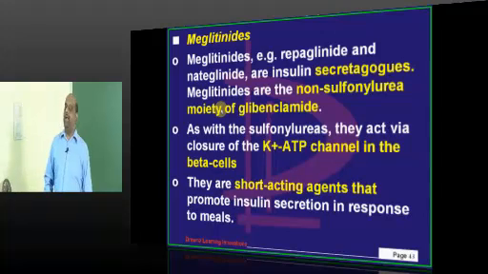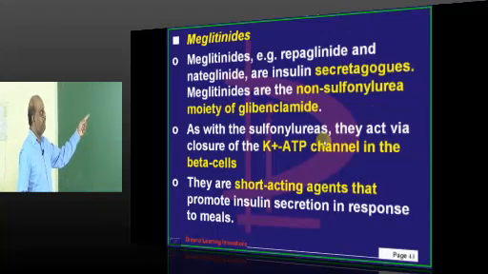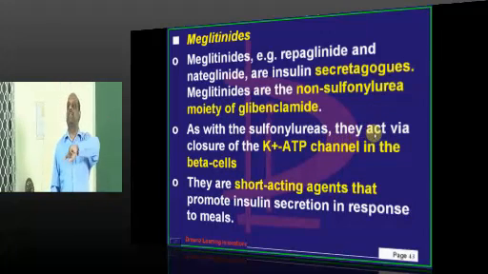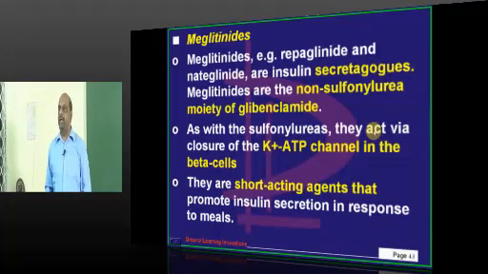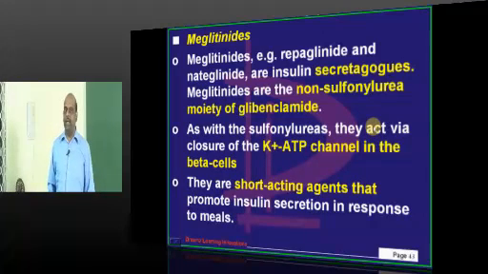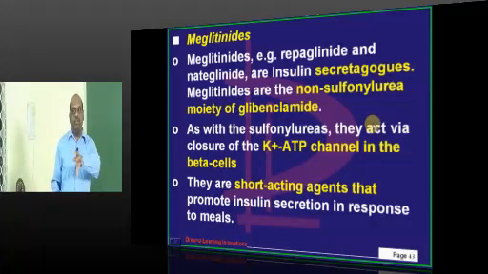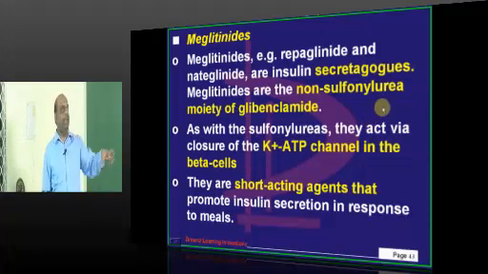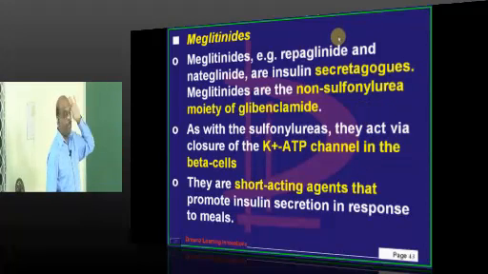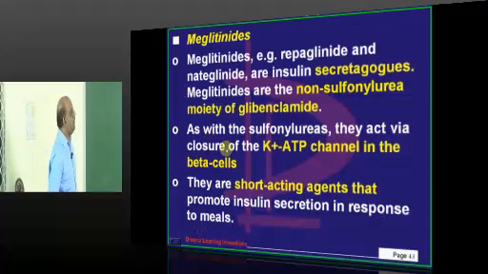What are these meglitinides? They are the non-sulfonylurea moiety of the sulfonylurea like glibenclamide. Glibenclamide is a sulfonylurea. So, the non-sulfonylurea moiety of it is being taken and being created into a drug called repaglinide and nateglinide, is what needs to be remembered.